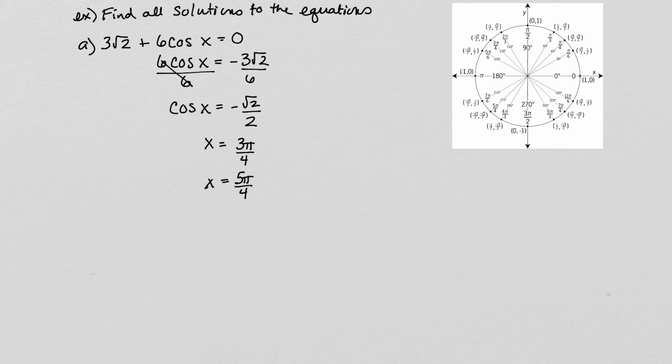But it didn't say solve it between 0 and 2 pi. It said find all the solutions. So if it says find all the solutions and it doesn't give you 0 to 2 pi, that's the thing you're looking for. If 0 to 2 pi is in the problem statement, you just have to pick the stuff off the unit circle. If it doesn't give the 0 to 2 pi, what you have to do is add plus 2k pi, where k is an integer.